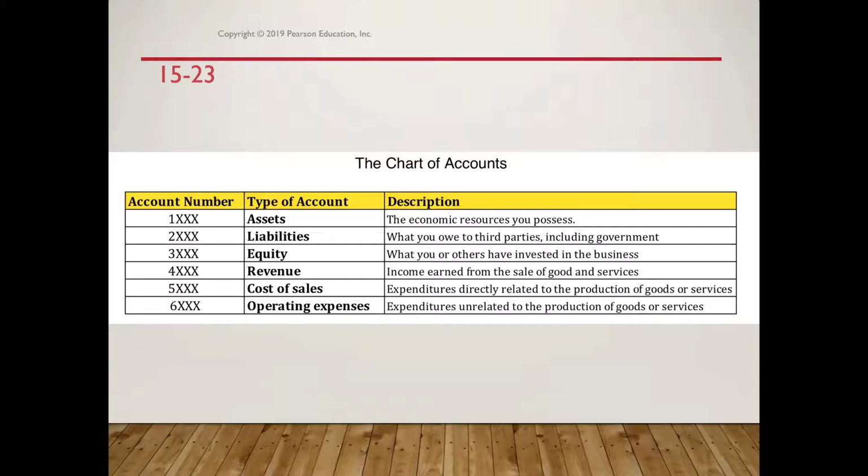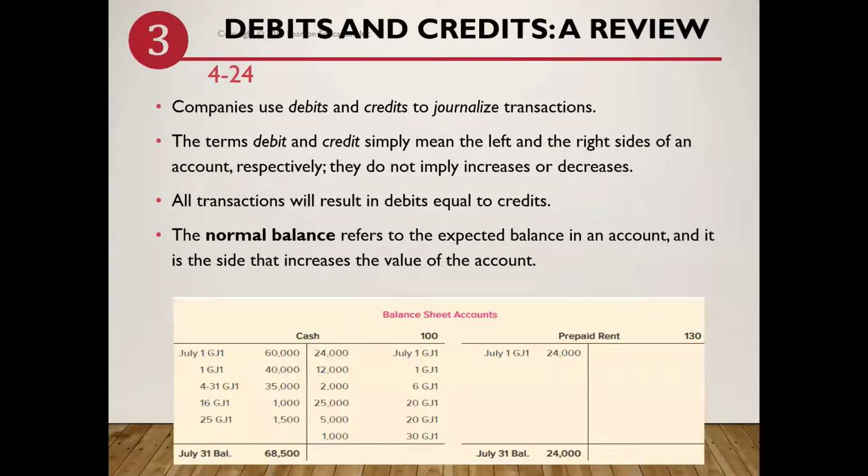Here's another example of the chart of accounts. Assets, the economic resources you possess. Liabilities, what you owe. Equity, what you or others have invested. Revenue, income earned from sales of goods or services. Cost of sales, expenditures directly related to the production of goods and services. And of course, you have your operating expenses.